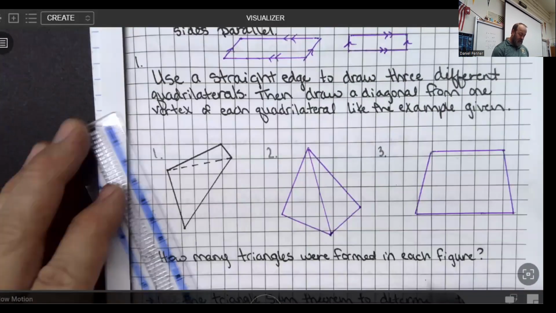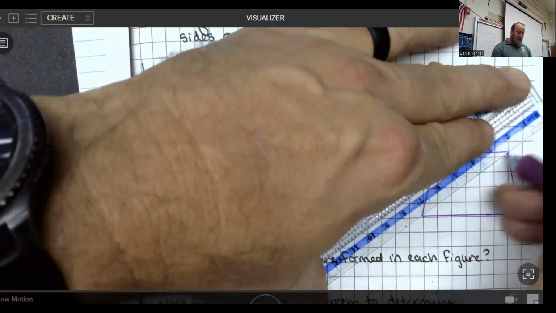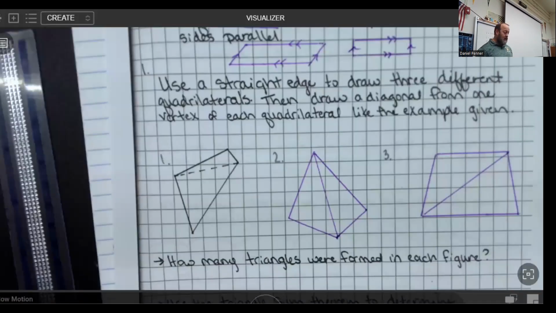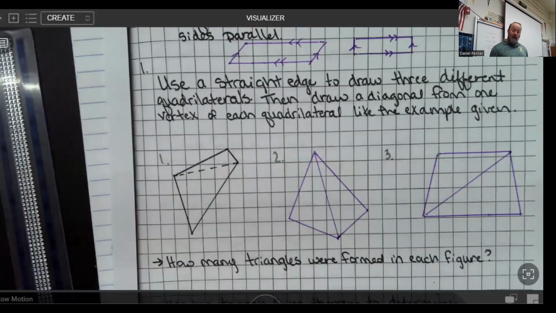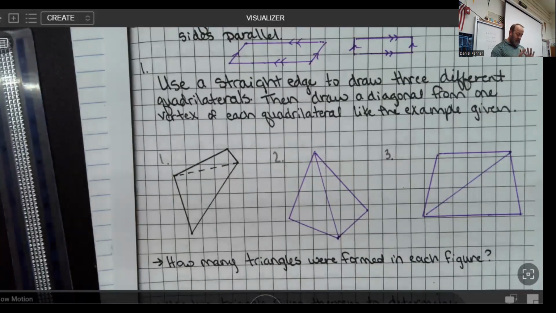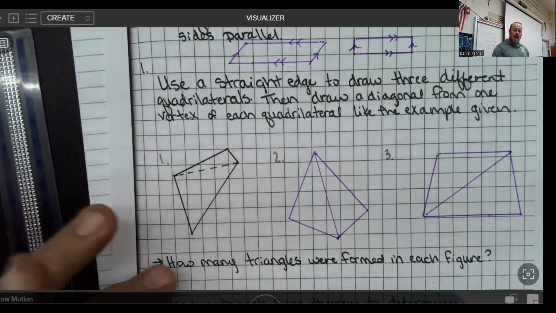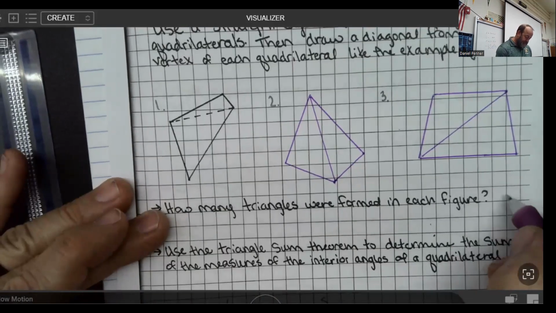But if we go into this thing and we just draw a diagonal between any 2 non-adjacent vertices, the ones that are across from each other, it doesn't matter which 2. Just jump across. And what you're going to notice is that every single time we take a quadrilateral and we draw one of the diagonals in, we don't want to do both, you don't need to, we have formed 2 triangles.